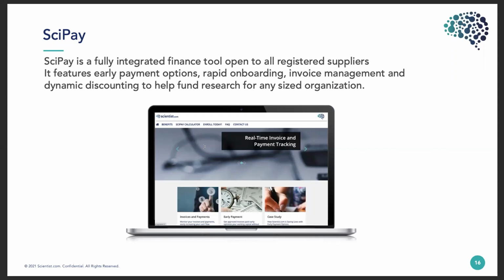Standard payment terms across scientist.com are 75 days. So any project that you receive from any client will have payment terms of 75 days. However, we recognize that oftentimes suppliers may need faster payment terms. You maybe need to be paid in 15 days or 30 days or even 60 days or 45 days. So our supply chain financing option, SciPay, actually gives you the ability to receive payment faster for a small percentage of the particular invoice.